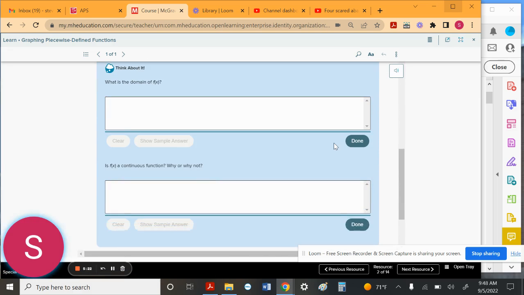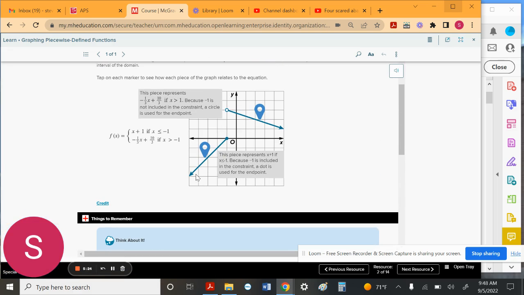Okay, so what is the domain? Since it's running all the way to -infinity to the left, that means the domain is -infinity to +infinity, and it includes all points. Of course, one has to be open, one has to be closed. Basically, only one can be a closed circle if I have multiple points here, because it's a function. A function has to only have one y value, so I have to be careful there.